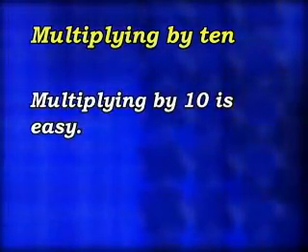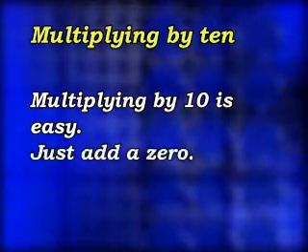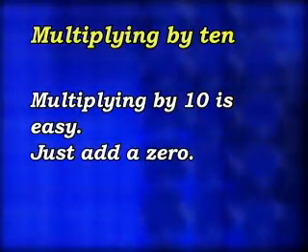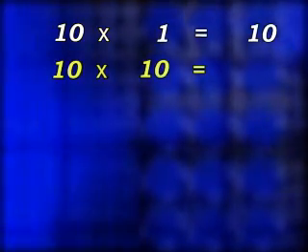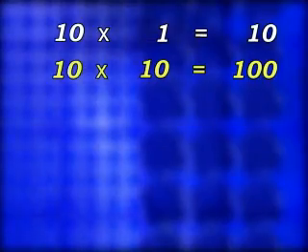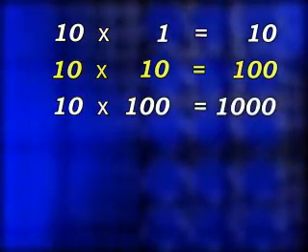Now, multiplying by 10 is easy. All you do is add a 0. Just add a 0. So, 10 times 1, add a 0, equals 10. 10 times 10, add a 0, 100. 10 times 100, add a 0, 1,000.